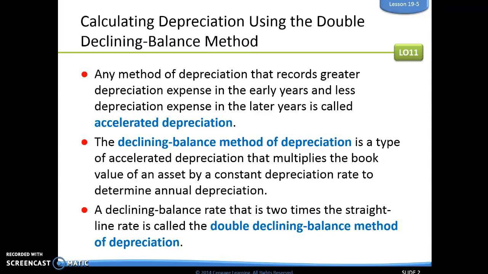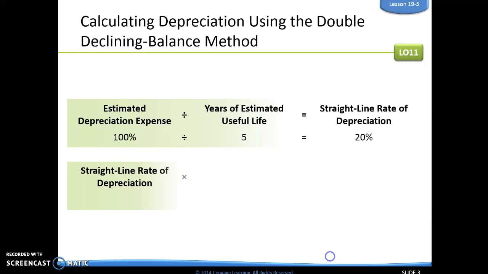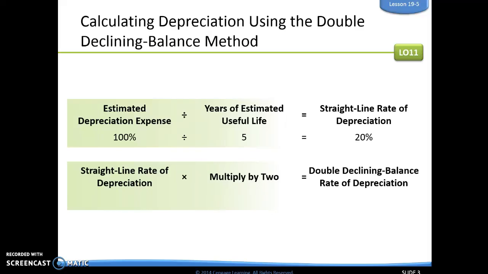A declining balance rate that is 2 times the straight line rate is called the double declining balance method of depreciation. To figure that out, we look at the estimated depreciation expense, which is 100%, and the years of estimated useful life, which is 5 years. When we divide those two, we get 20%. That would be the straight line rate, but we're looking at a double rate. So we take that straight line rate times 2 to get our double declining balance rate of depreciation. So the asset is going to depreciate 40% each year.